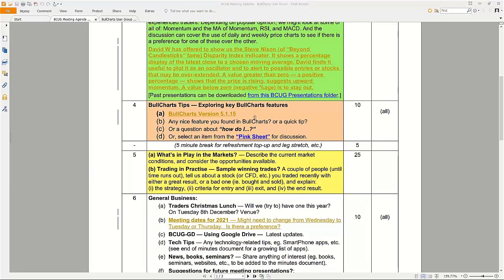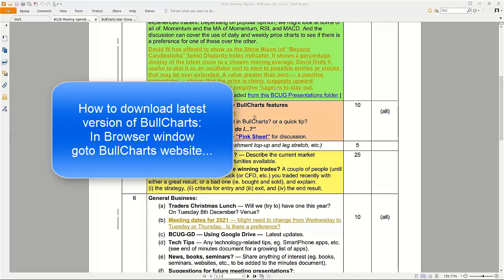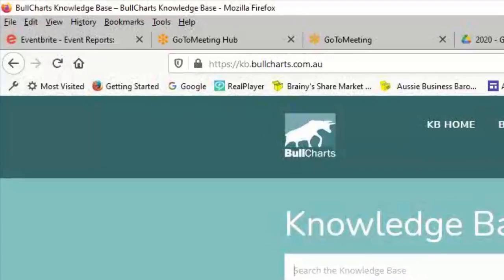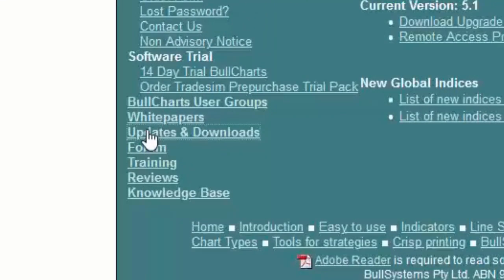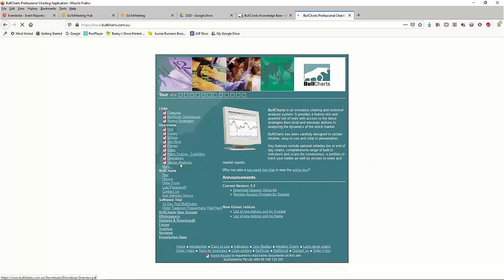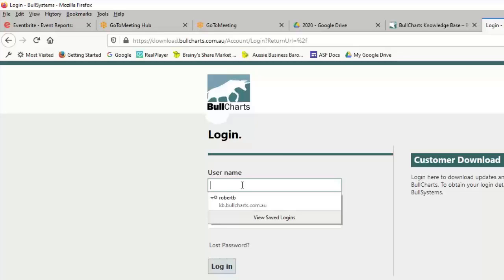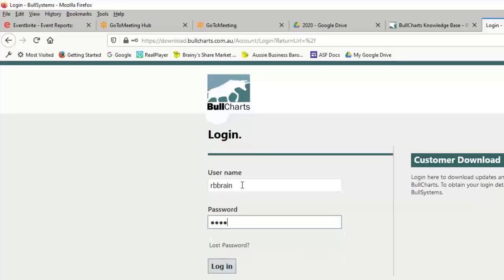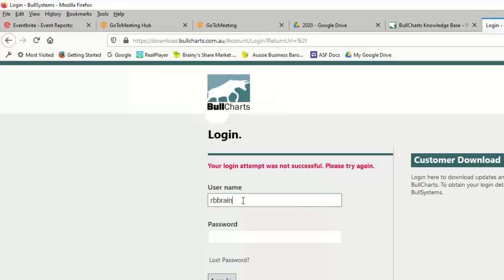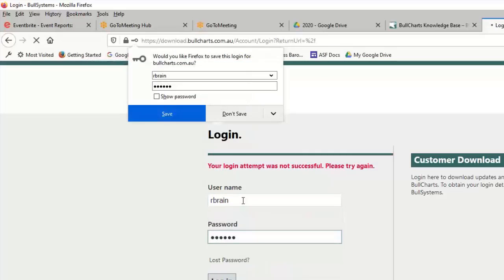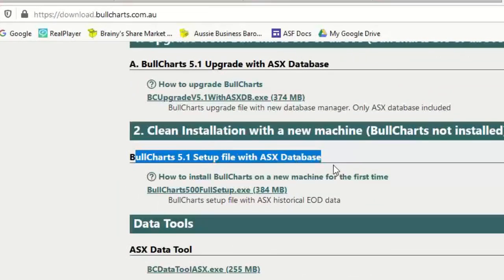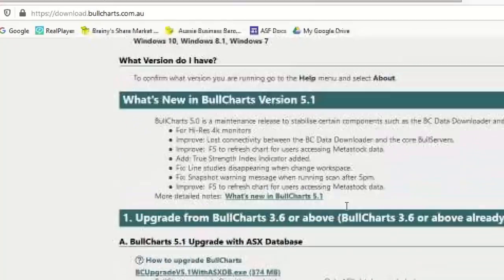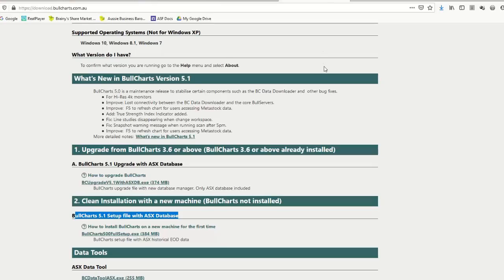And don't forget to upgrade. All you've got to do is go to the BullCharts website, and down in the bottom left corner, click on the updates and downloads link, and then when prompted, put in your BullCharts data plan login name. My username is, I think, that, and 6 digits. Oh, not right. Something's not right there. There we go. Then scroll down this page. There's BullCharts 5.1, and the link to download the 5.1 setup, including a database. So it's easy enough to download from there.